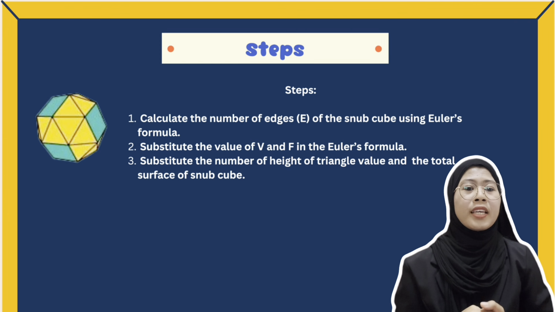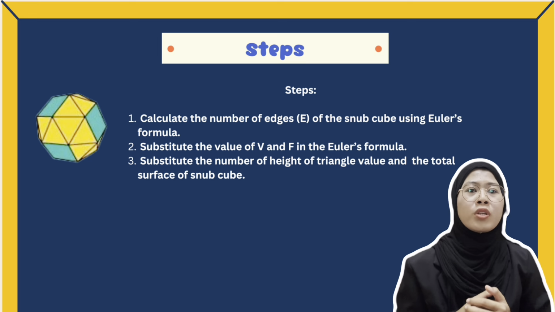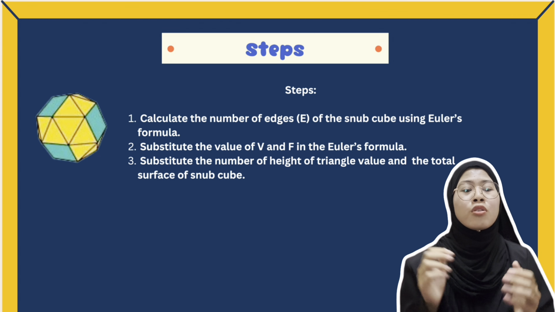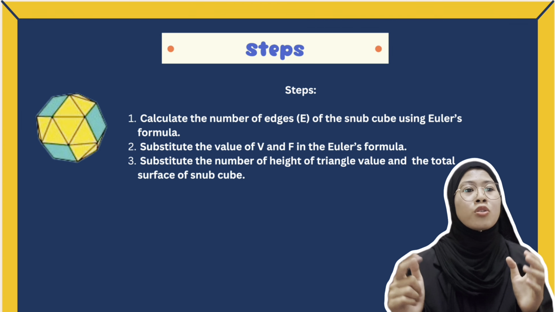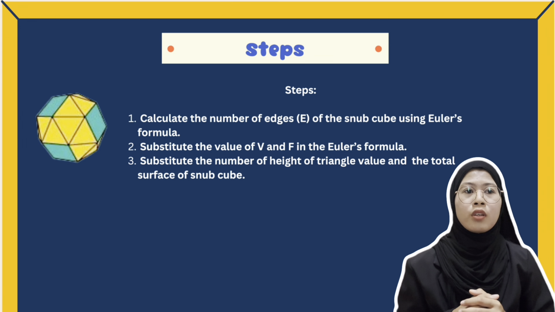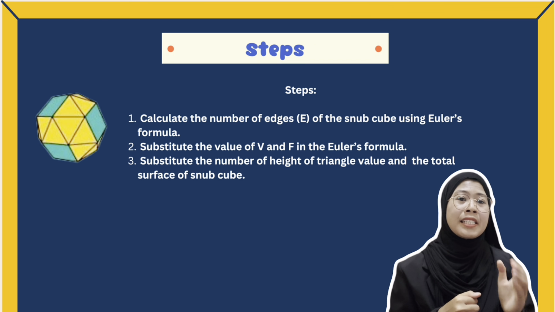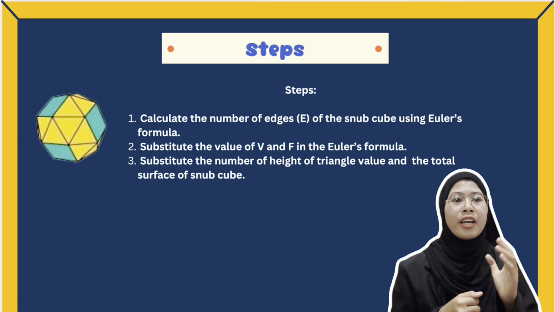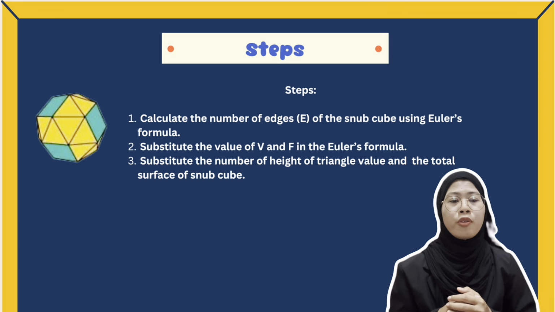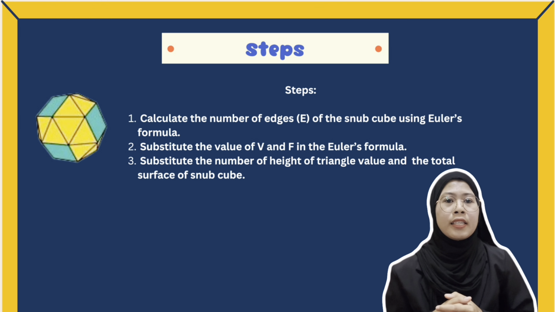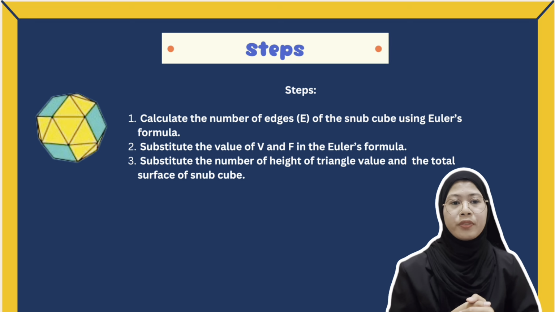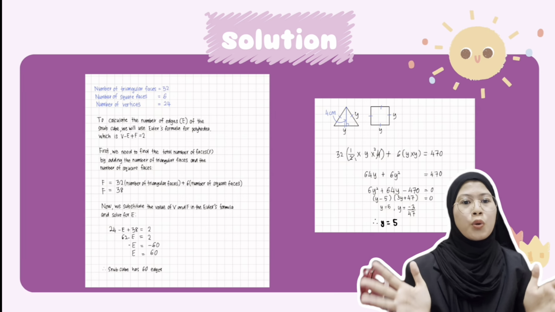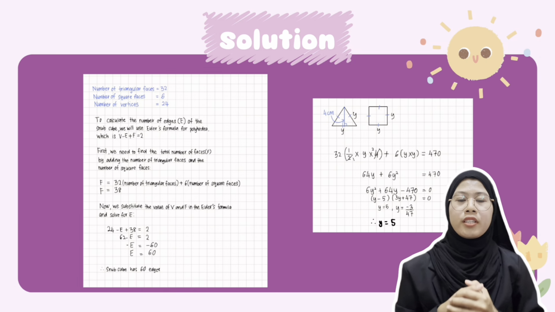In this equation, it has 3 main steps. The first one, we have to calculate the number of edges, E, of the snub cube using Euler's formula. Then, we have to substitute the values of V and F in the Euler formula. The third one is to substitute the height of the triangle and the total surface area of the snub cube. Then we can get the answer. So what is the solution of this equation?